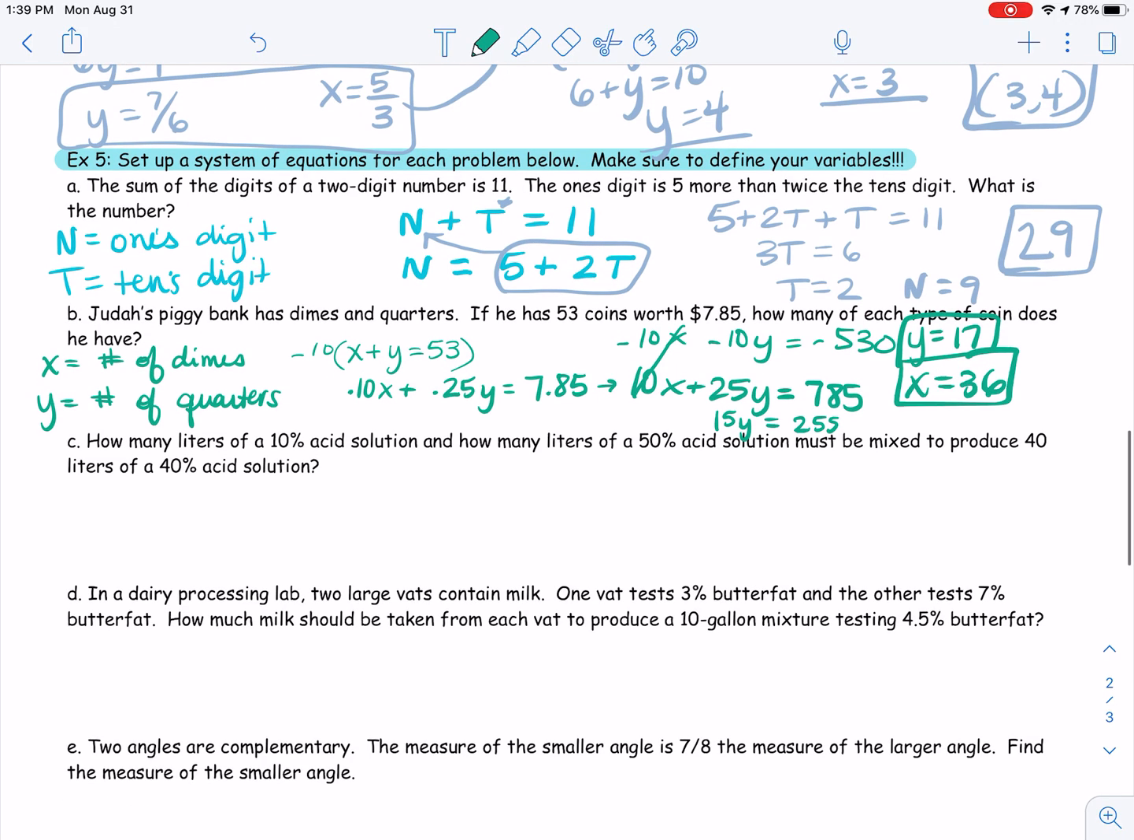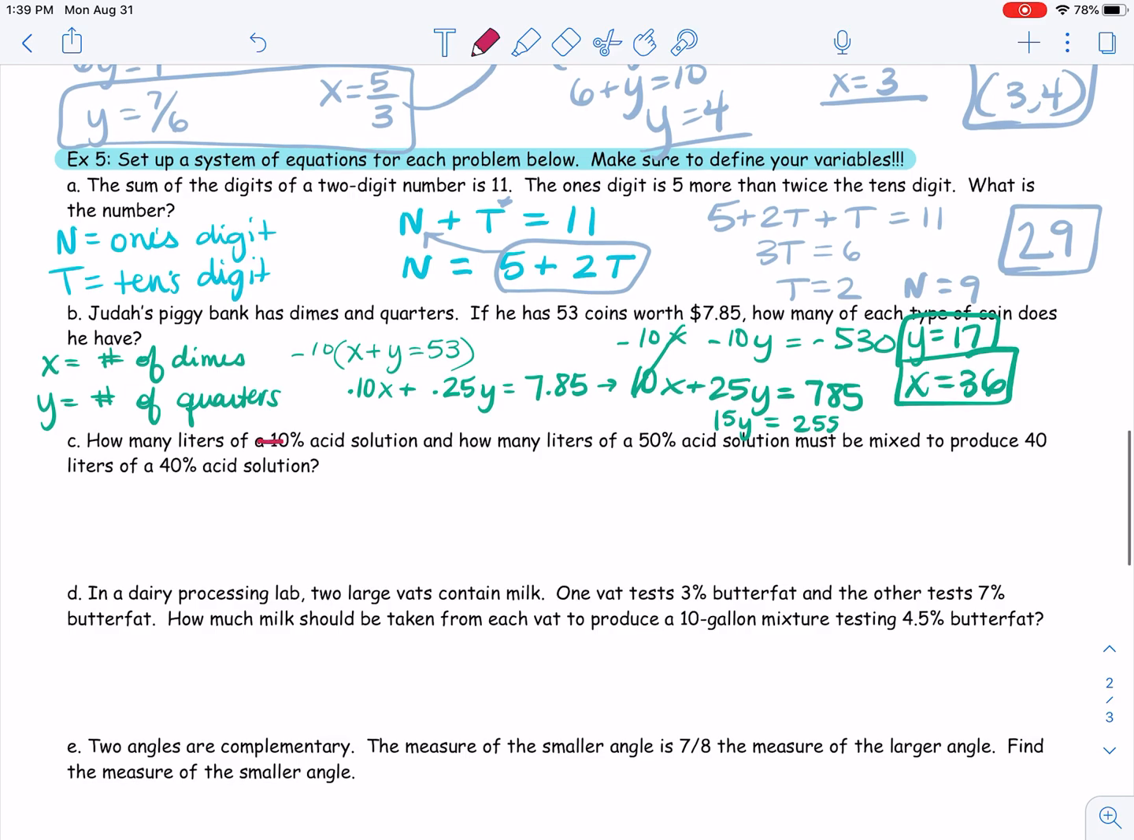Part C, talking about an acid solution. How many liters of a 10% acid solution and how many liters of a 50% acid solution must be mixed to produce 40 liters of a 40% acid solution? So clearly we're talking about the number of liters of these two types of solutions.